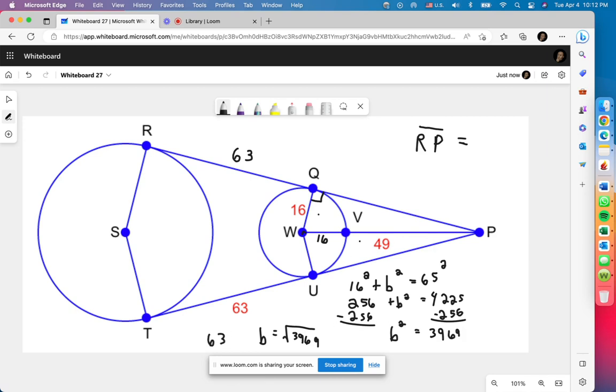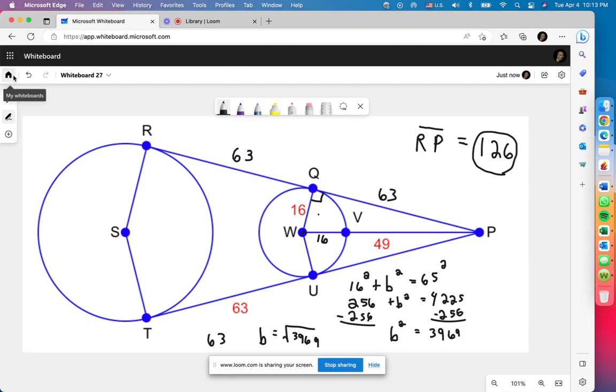How'd that happen? All right, so this happened to be 63 as well. Will it always be the same number? Probably not. So now I just add 63 plus 63, which is 126. All right, hope that helps. Let's look at another example.